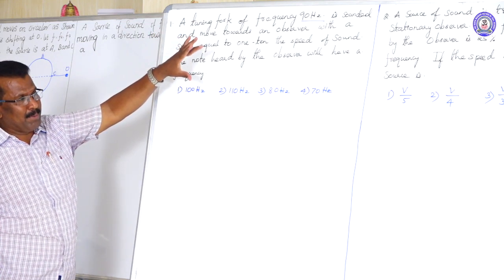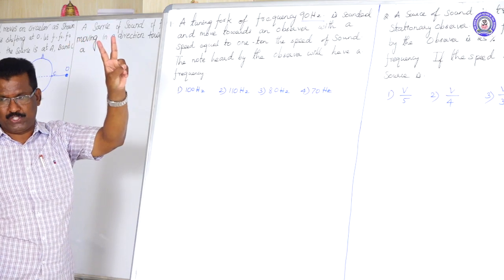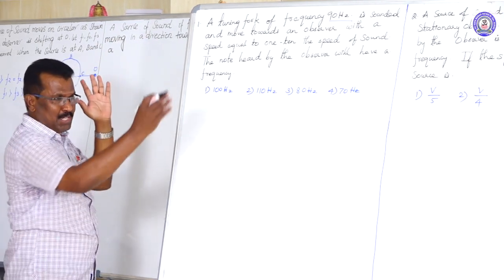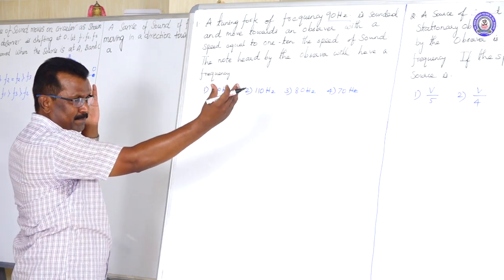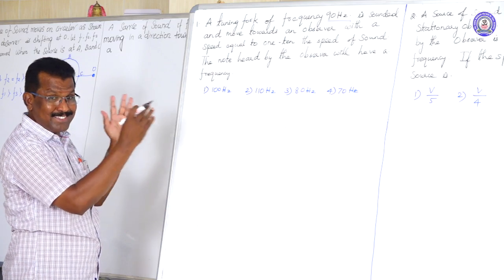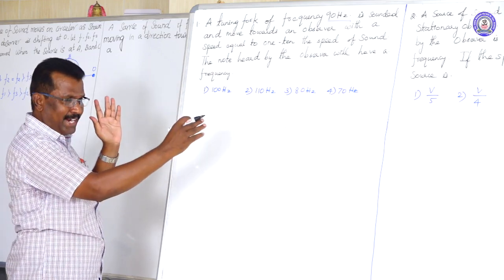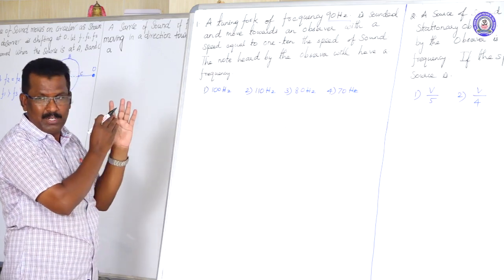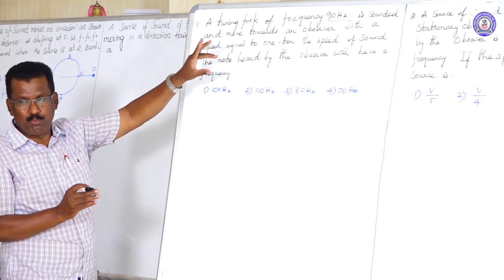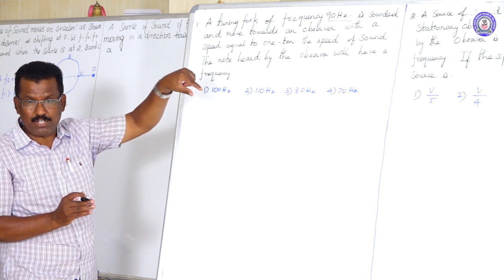First, if this kind of problem comes, you remember the two important tricks. Trick number 1: the source is always on the left, the observer on the right side. If the source moves towards the right or towards the left, the sign convention is: from left to right negative, right to left positive. Here, which one is at rest? The source is moving, the observer is at rest. Here, which one is the source?